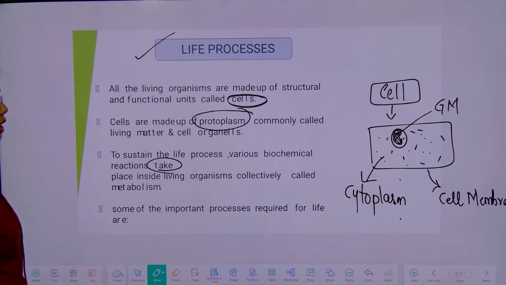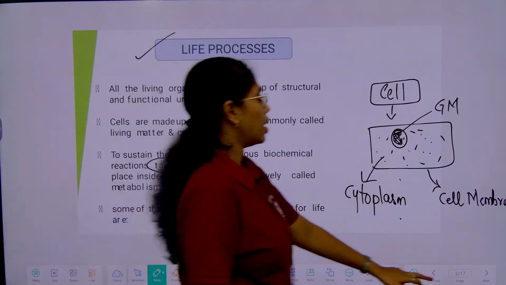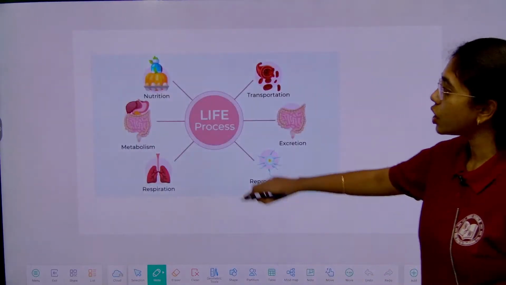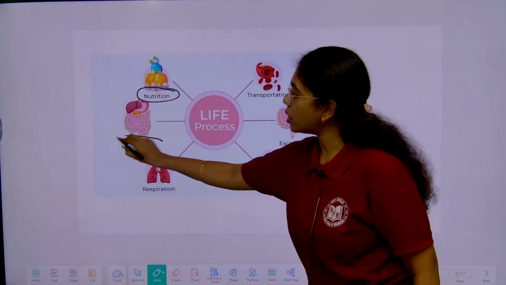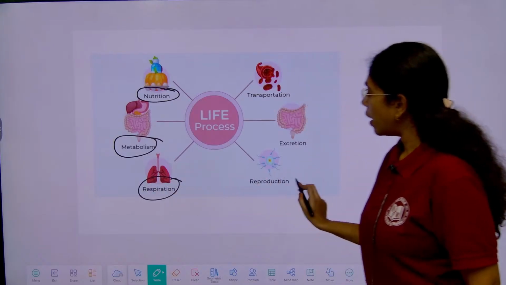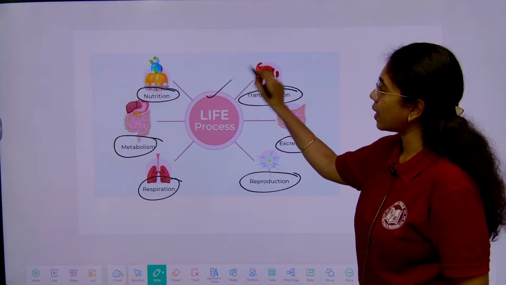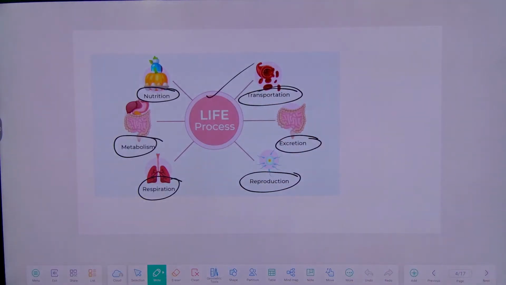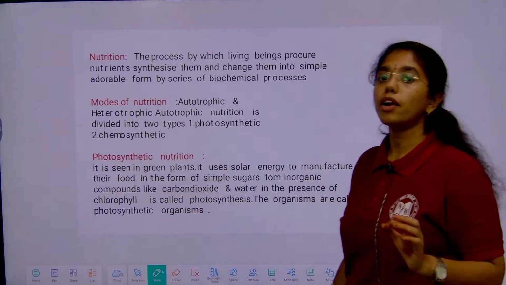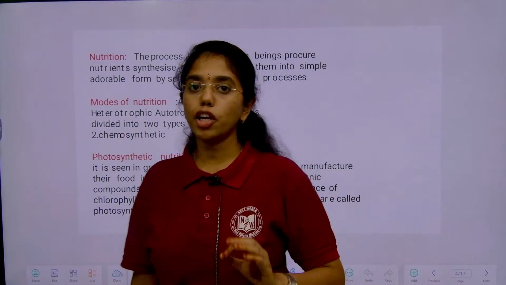Some of the important processes required for life include, what are those processes? Nutrition, metabolism, respiration, reproduction, excretion and transportation. These are addressed as what? Life processes. In that, first we are going to speak on nutrition.